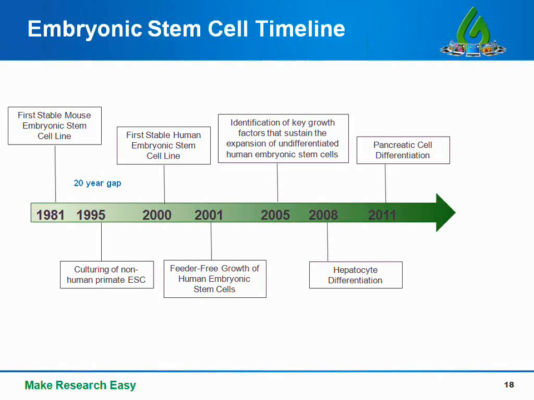Now, about 8 years ago, there was an identification of key growth factors that are critical for the undifferentiated expansion of human embryonic stem cells. What I will touch upon in later slides are 2 case studies focusing on hepatocyte differentiation and pancreatic cell differentiation.